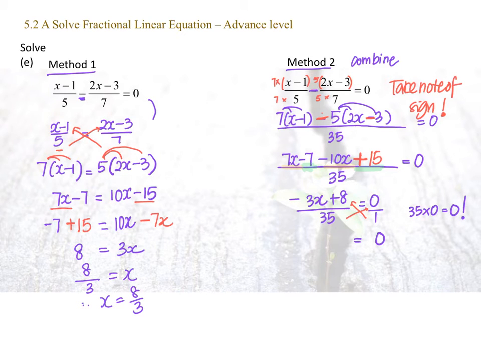And we have negative 3x plus 8. Keeping 8 as positive, I'm going to shift negative 3x over. It becomes positive 3x. And then we'll be able to find 1 unit of x.